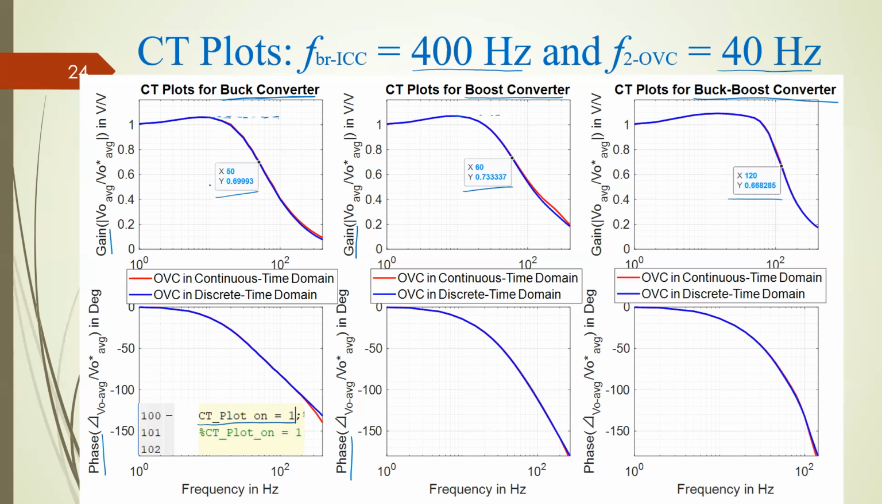So the bandwidth of the buck converter seems close to our intent, close to our F2, the second eigenvalue. The boost converter also is not very far away, but the buck-boost converter is actually far away. Okay, so this is because of the non-idealities in the converters.